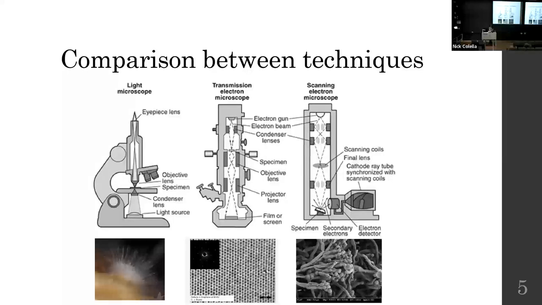Because it's a transmission experiment, the images tend to look a lot flatter than you get with the other techniques because the beam is going straight through the sample. So this is a typical TEM image. This is graphene. So you're seeing individual atoms there. And then on the right here, you can see more topography in the SEM and the optical microscope.